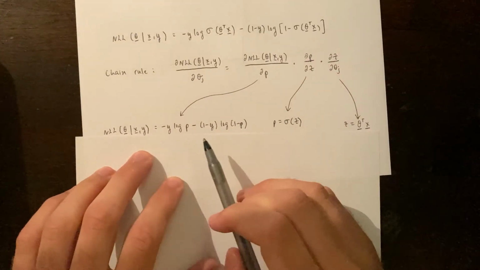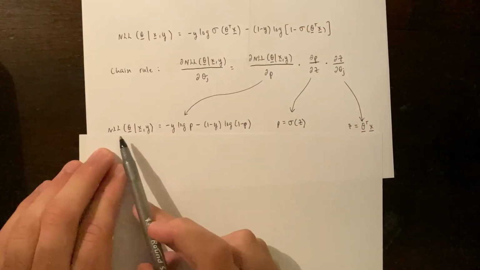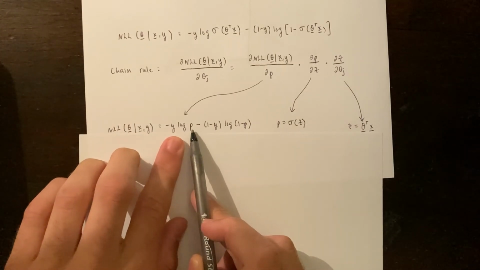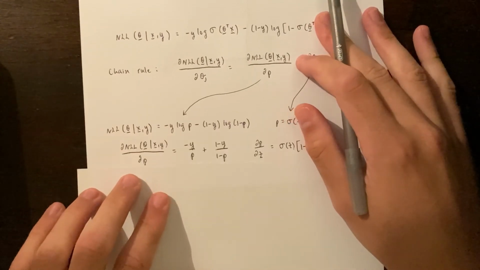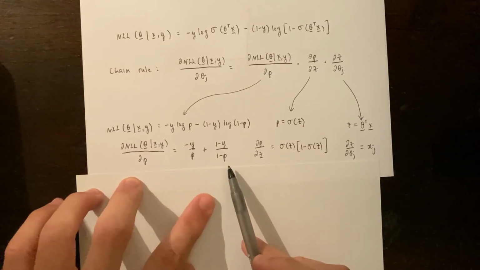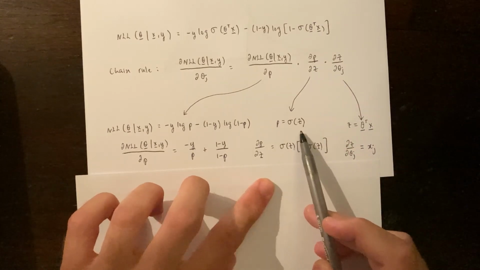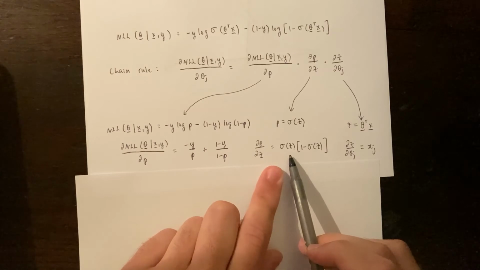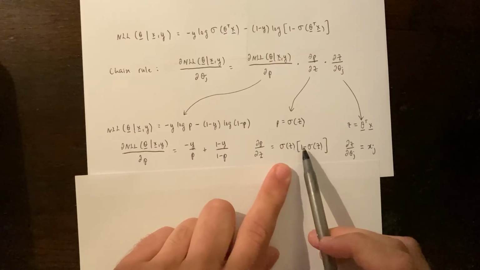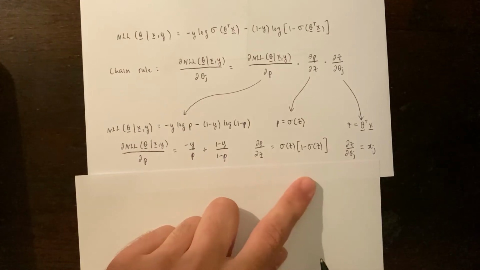So let's find each of these partial derivatives, starting with the first one. We have the negative log likelihood given a single x and y written in terms of this new variable p, and we end up with minus y over p plus 1 minus y over 1 minus p. And then we find the partial derivative of p with respect to this new variable z. For this, we can use a convenient property of the sigmoid function, which is that the derivative of the sigmoid is just itself times 1 minus itself. You can prove that for yourself, but we're going to make use of it here.